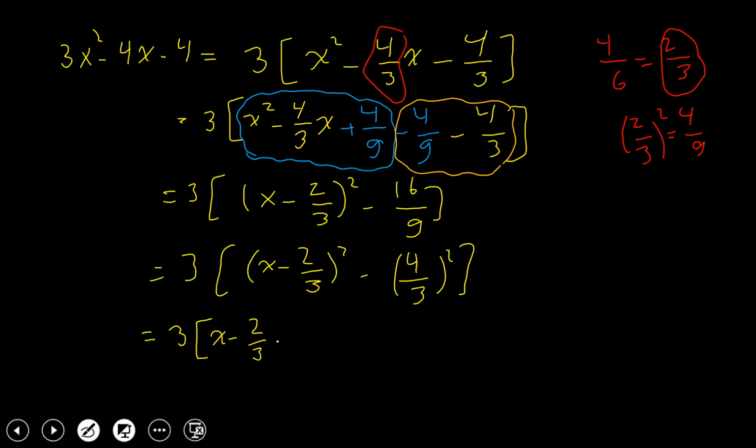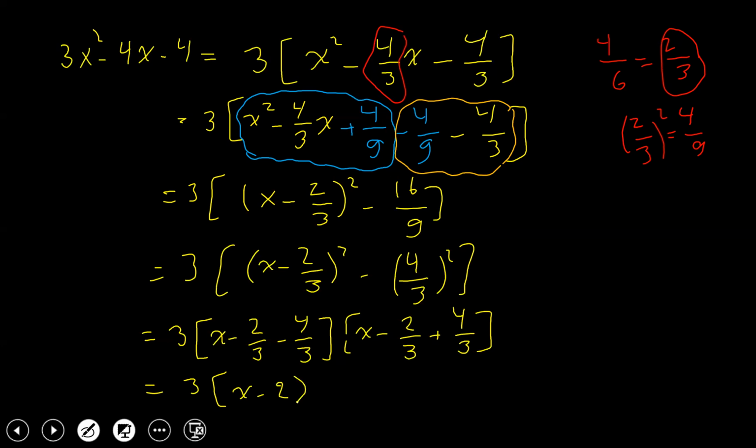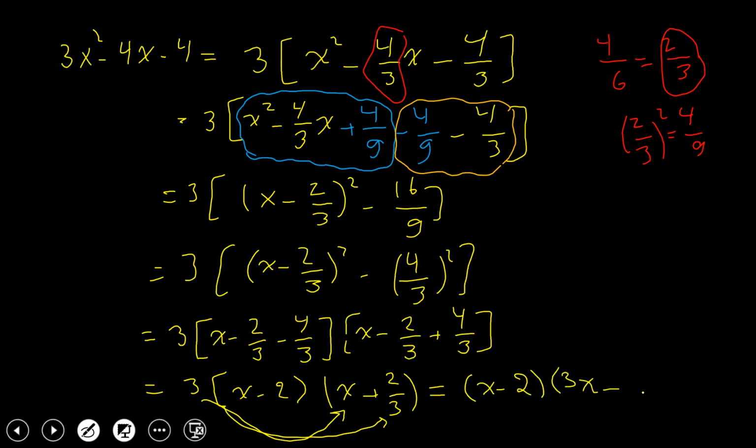This is a minus b into a plus b. We get x minus 2, into x plus 2 over 3. Now, in order to make it better, we can multiply this 3 by the second term. What do we get? The first term is x minus 2, and the second term becomes 3x plus 2. This is the final answer. And thank you.